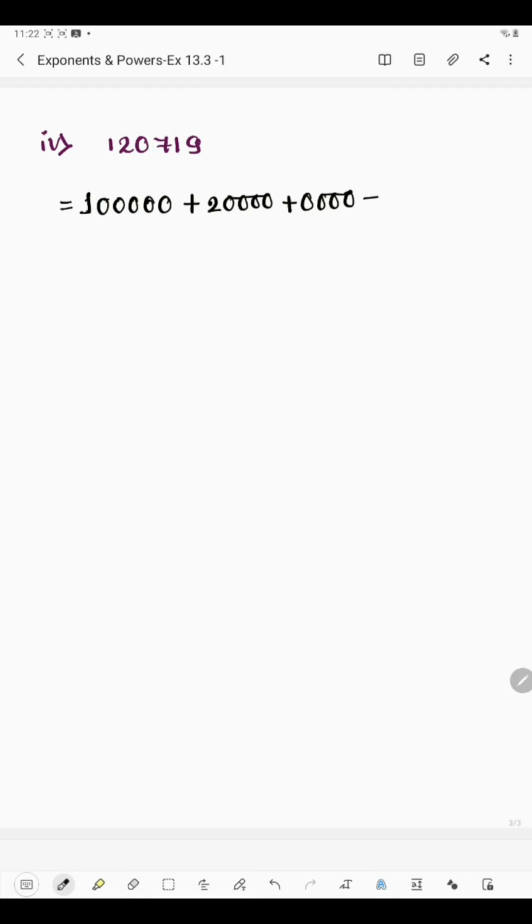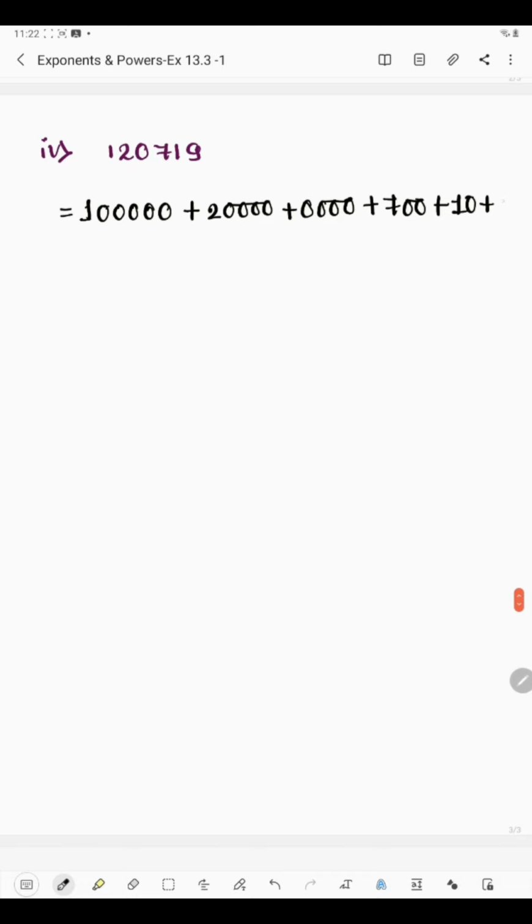Okay, now after this we have 7, and after 7 we have 2 places, so 2 0. Then we have 1, and after 1 only 1 place, so 1 0. And then we have 9, and after 9 no places are there, so only we will write 9. Now we will write in multiplication form. What should be multiplied to get this number? We'll take 1, and then 1, 2, 3, 4, 5. We have multiplied 1 lakh by 1 to get 1 lakh.